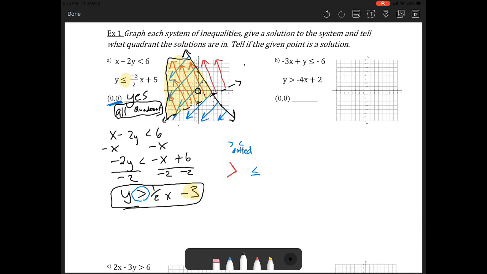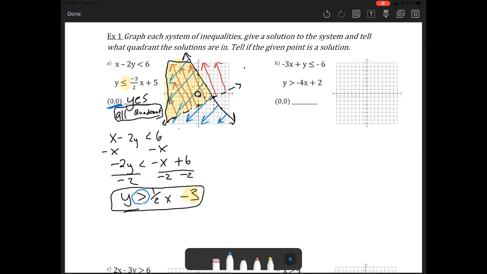We did a lot on that graph to find simply, yes, (0, 0) is a solution, and yes, all quadrants are a part of it. That's fine. So now we're going to do letter B. Same thing. Our first equation is not set to our liking, so we're going to do negative 3x plus y greater than or equal to negative 6.